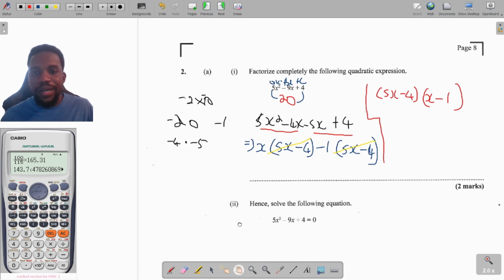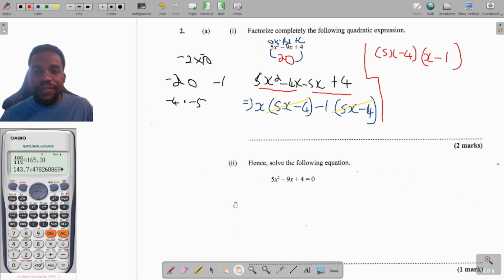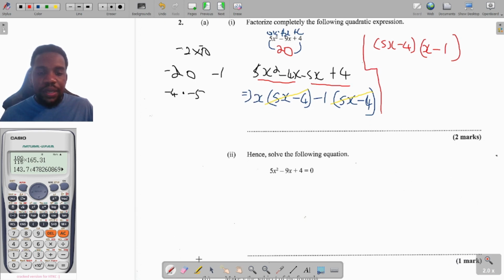Not too bad, right? Hence solve the following equation. Now, normally when a question says hence, it means that you're going to go back to what you had before to solve it. Because this is quadratic, to solve it, you'd have to factorize first, or you'd have to use the quadratic formula, or you could complete the square.